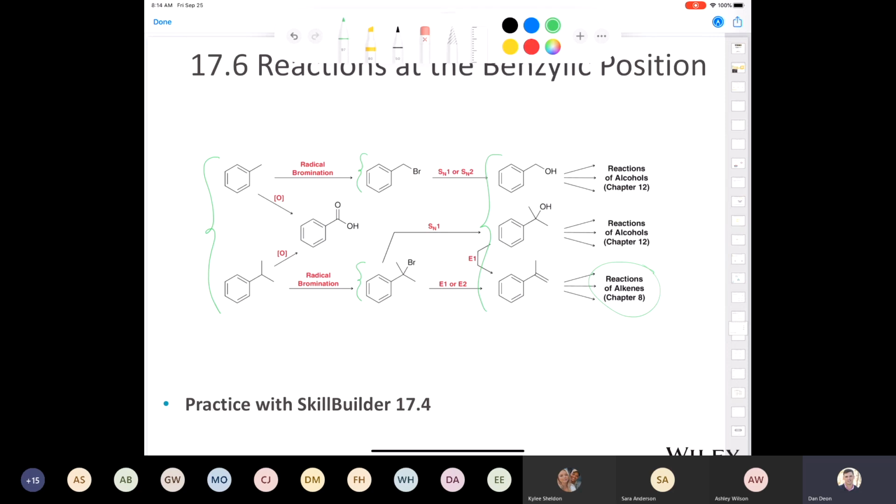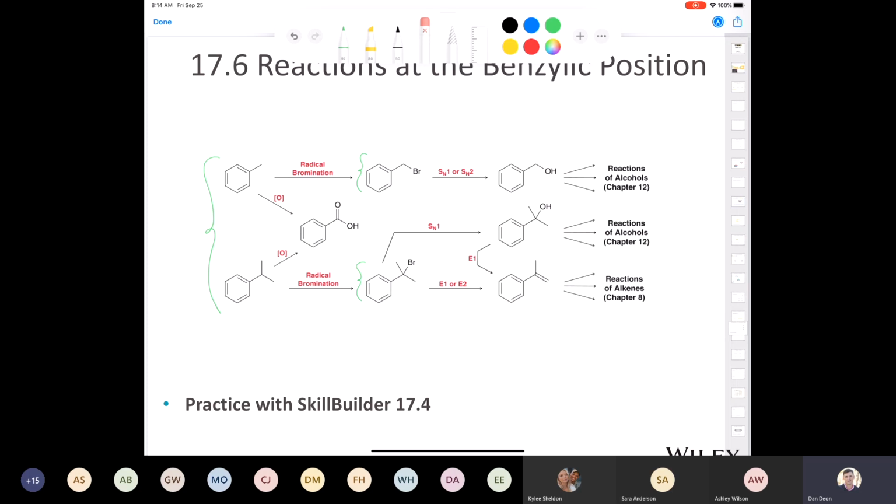Think of all the things that you learn in chapter 8. Markovnikov addition, anti-Markovnikov addition, epoxide formation, dihydroxylation, right? You learn all these different reactions. Give me an alkene, and there's a lot of things that you can do with an alkene. If you're thinking, wow, this is really opening up a lot of opportunities for me as a budding organic chemist, it's absolutely true.